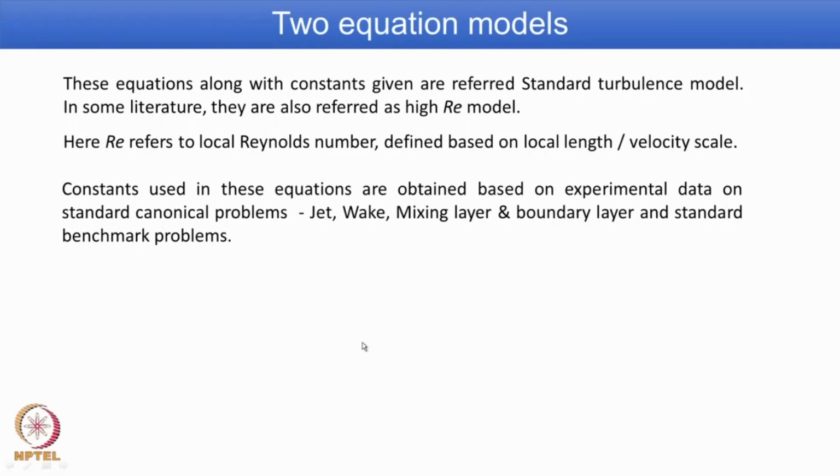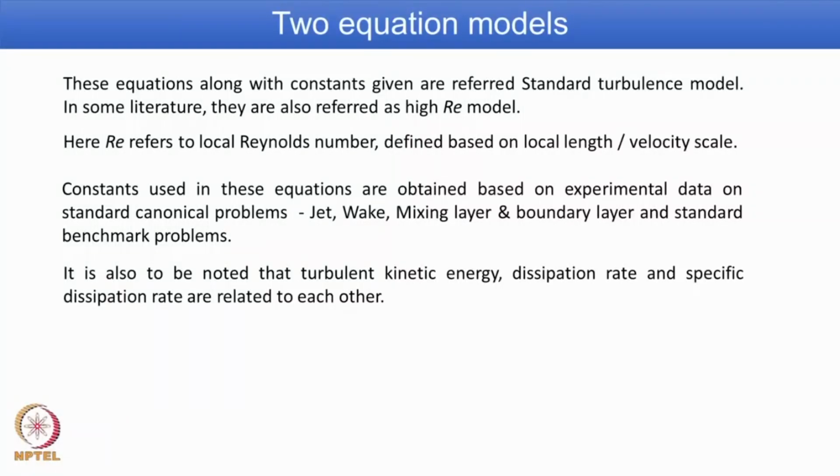So, constants used in these equations are obtained based on experimental data on some standard canonical problems. In fluid mechanics we have canonical problems: jet, wake, mixing layer and boundary layer, and some standard benchmark problems. We have experimental data, and these constants are obtained so that these experimental data can be reproduced.